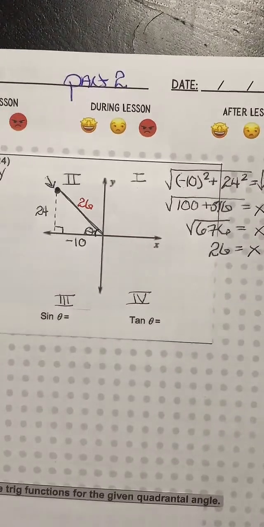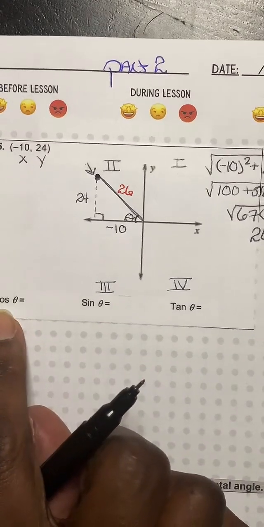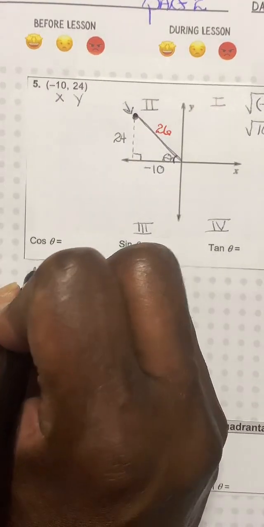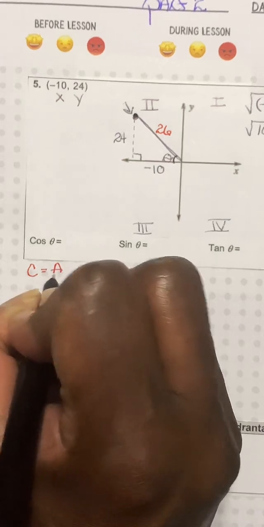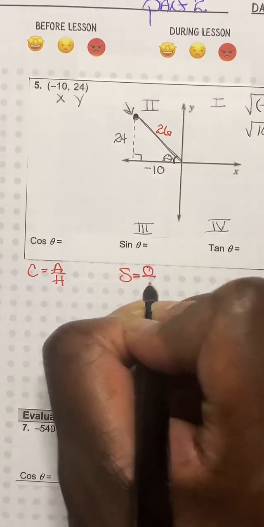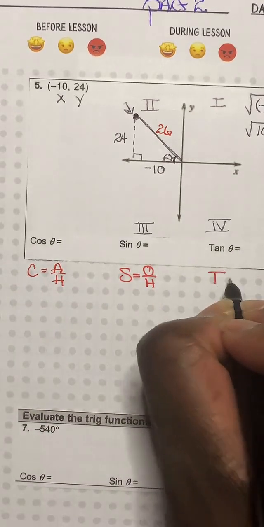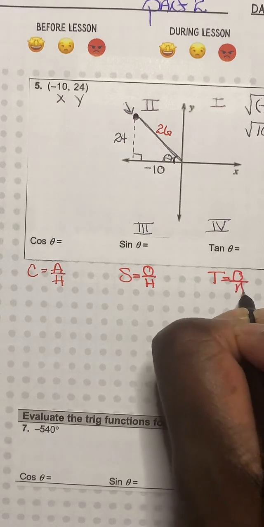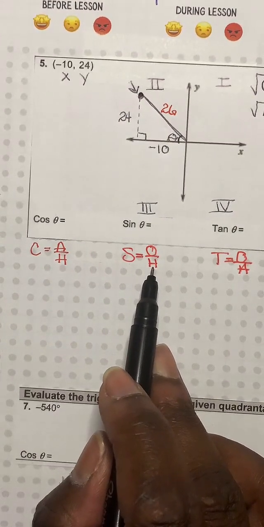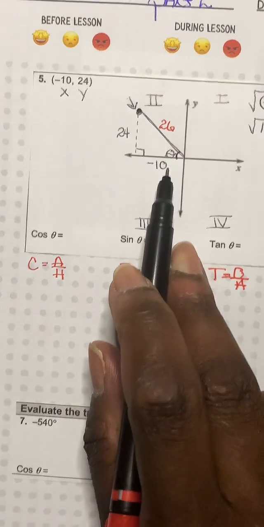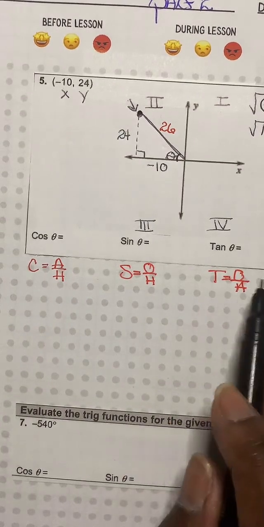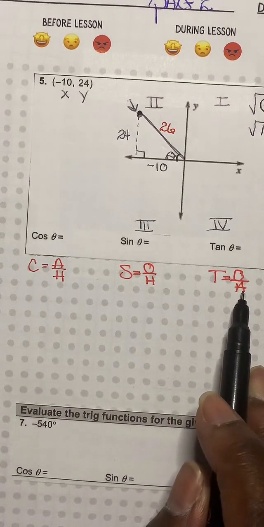All right, so now we need to find the cosine, the sine, and the tangent. So remember, cosine is our CAH, sine is our SOH, and tangent is our TOA. Sine is opposite over hypotenuse, and it's all based on our theta. Cosine is adjacent over hypotenuse, and tangent is opposite over adjacent.